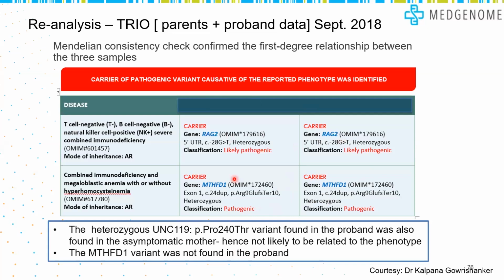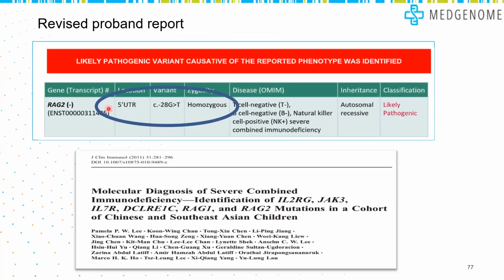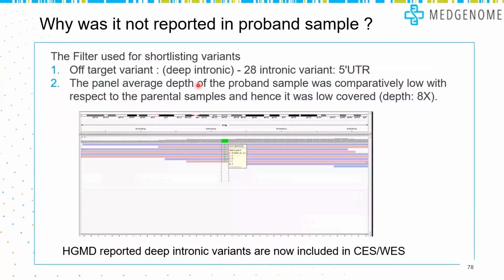So by carrier screening, we came to a diagnosis that this child had RAC2 mutation minus 28 G2T and a likely pathogenic variant. Literature search confirmed that it is a reported deep intronic. Now again, why was it not reported? This was a big thing for us, that how did a homozygous variant not get reported previously? It was because again, it was an off-target variant. It was a minus 28.